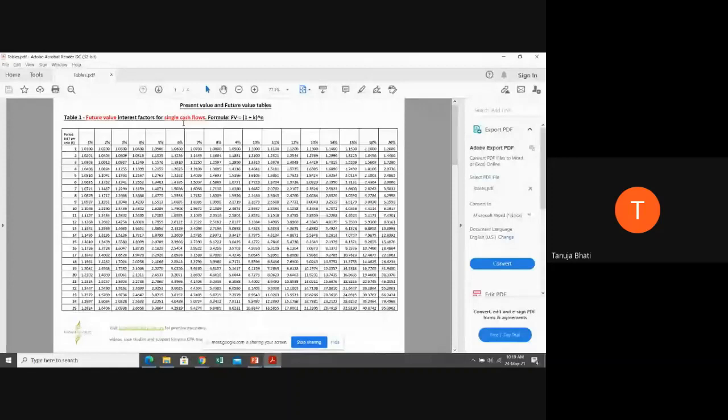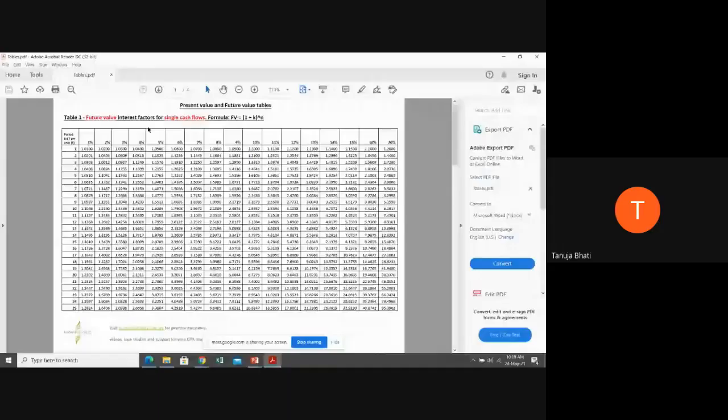Remember students, when you want to find out the future value of a single cash flow, a single cash flow means there is only a one-time flow of cash. There is no annuity.